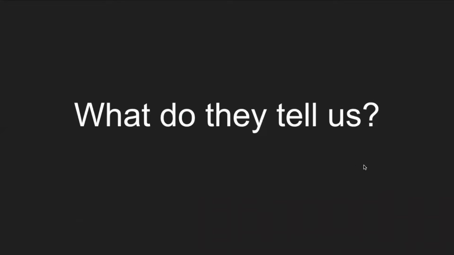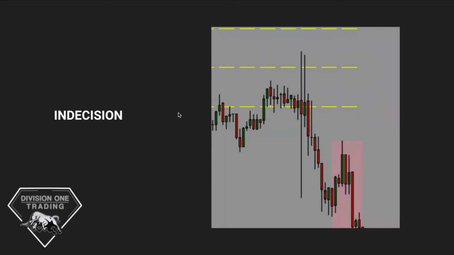So what do these wicks tell us? One of them is indecision. We have an indecision candle, which obviously doesn't really have a decision either way. This candle opens, trades all the way up, all the way back down, and then closes here. So this is an indecision. They didn't really go either direction. Then you can see they swing all the way back up near it and then trade back down.